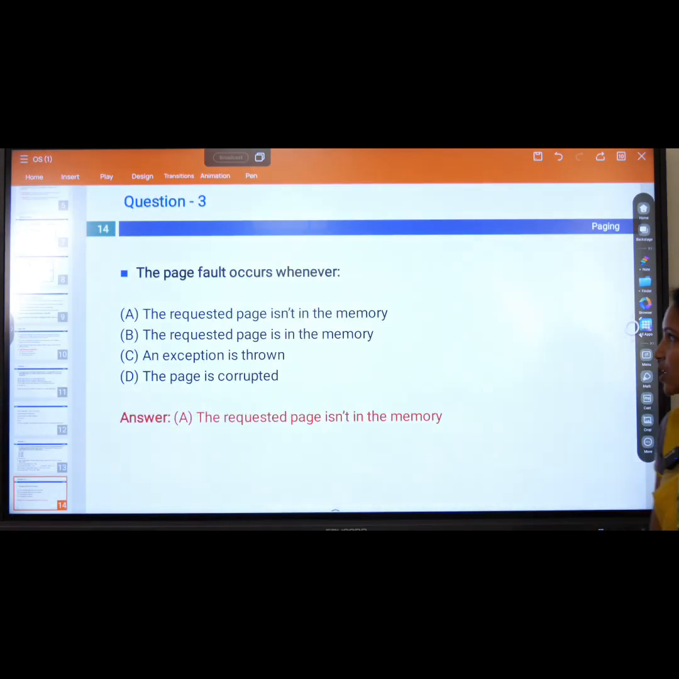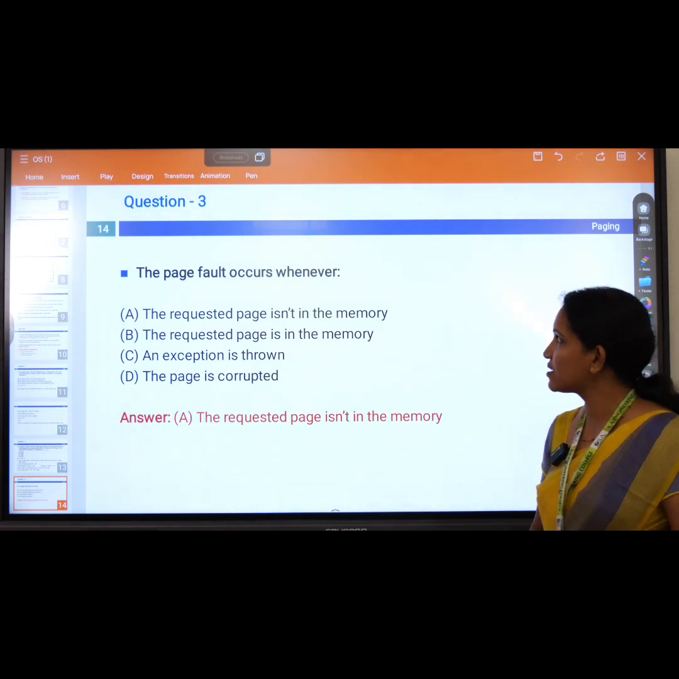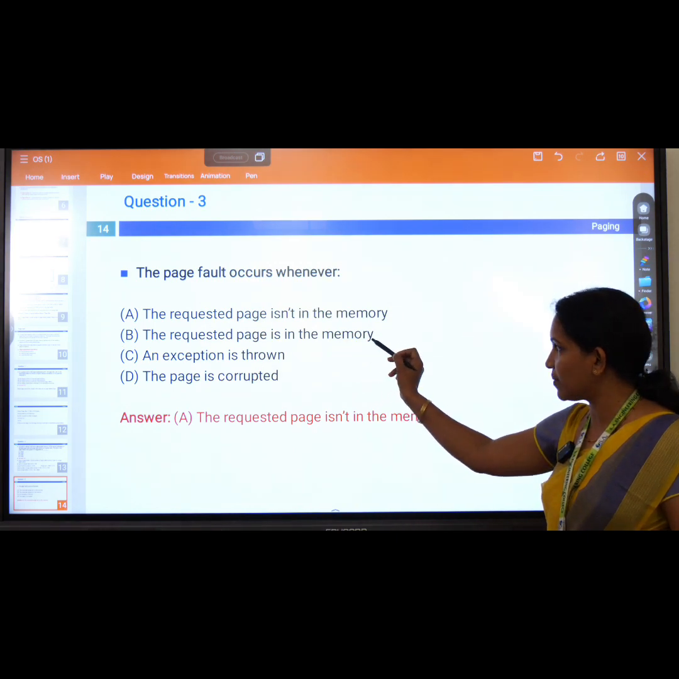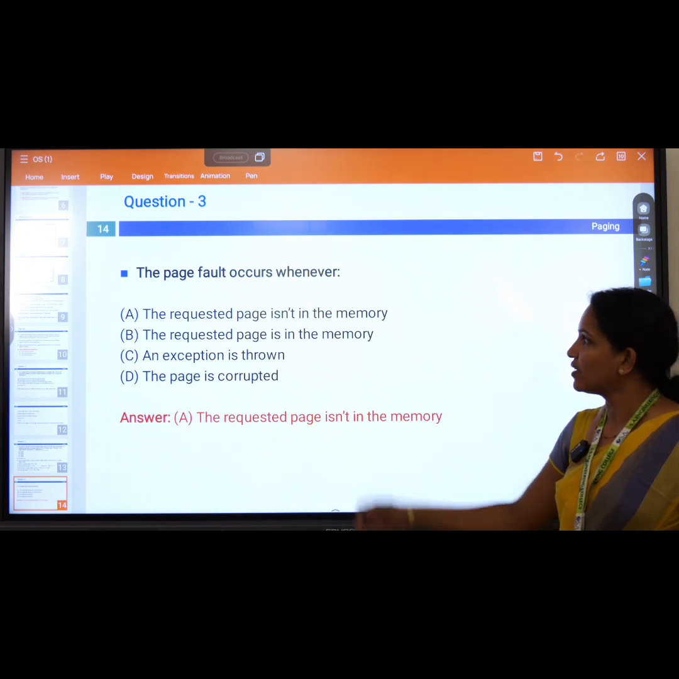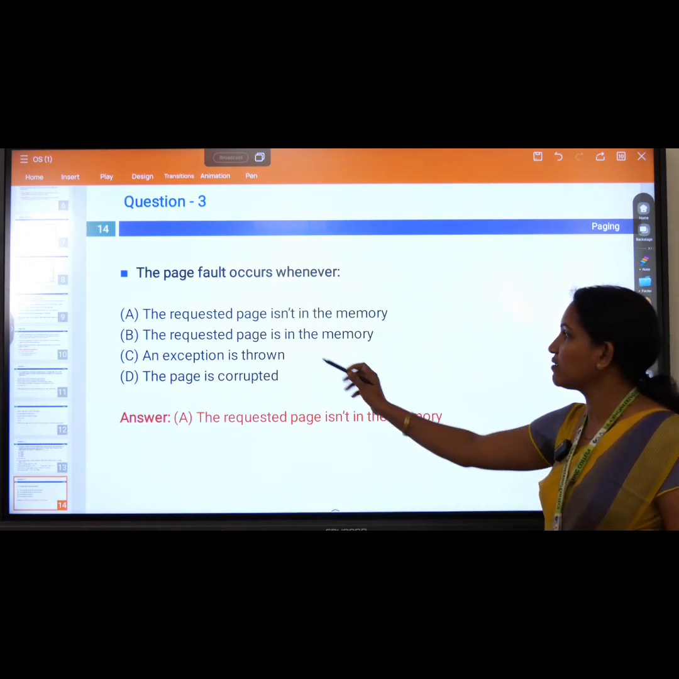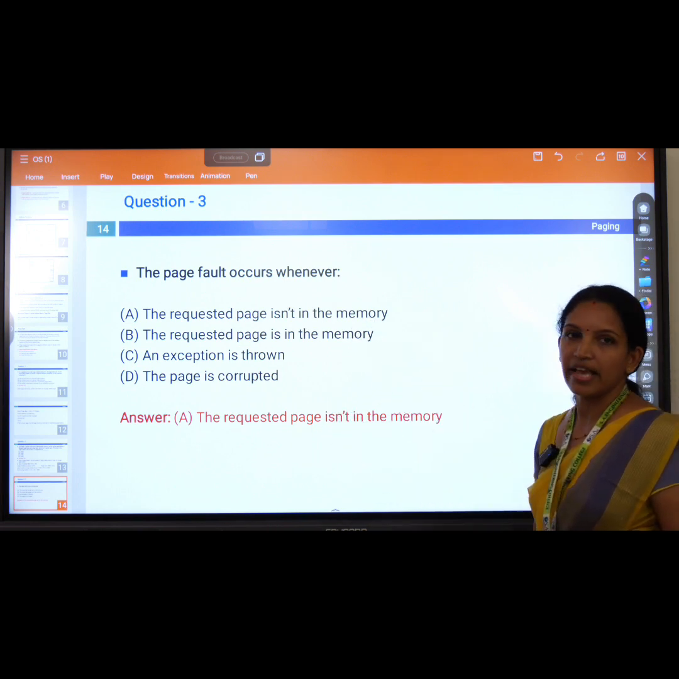Next, move on to the third question. It is quite easy. The page fault occurs whenever the requested page is not in the main memory. You already know what is a page fault. A page fault occurs when the requested page is not in the main memory. So answer A is correct.